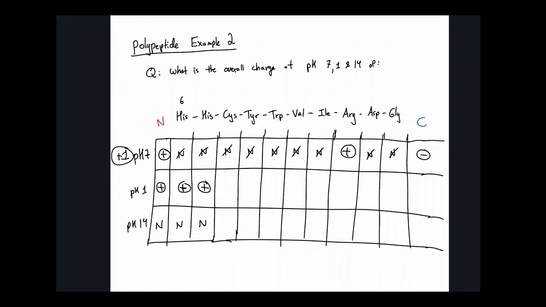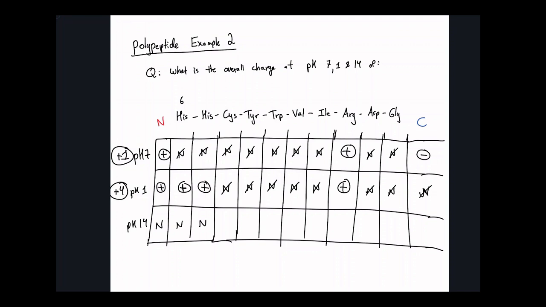For pH 1, now anything that can have a hydrogen will. Cysteine remains neutral. Tyrosine remains neutral. All of these remain neutral. Arginine is finally, oh, actually, no, it's going to have its hydrogen, so it's positive. Aspartate is neutral. Glycine is neutral. The C-terminus will have its hydrogen, so it will be neutral as well. The overall charge now is +4.